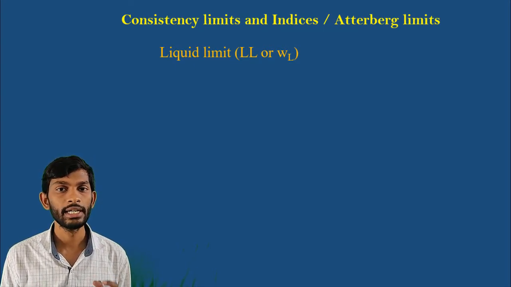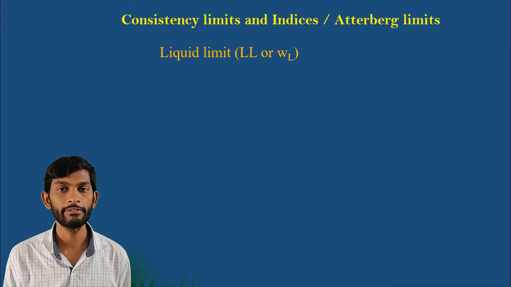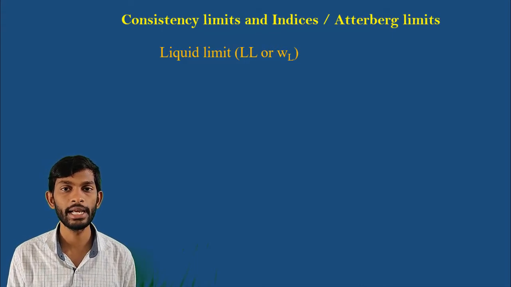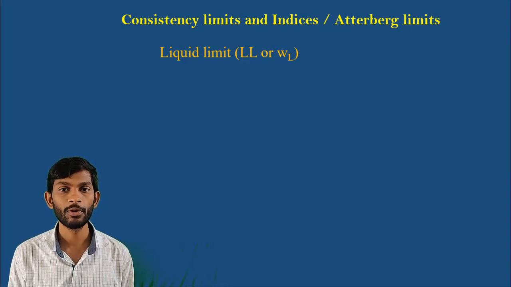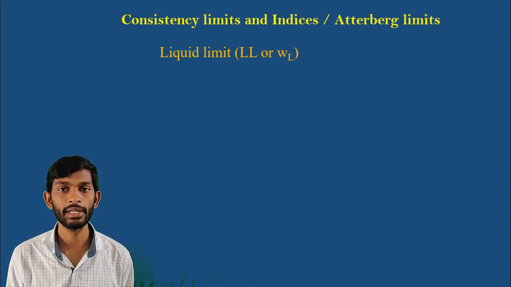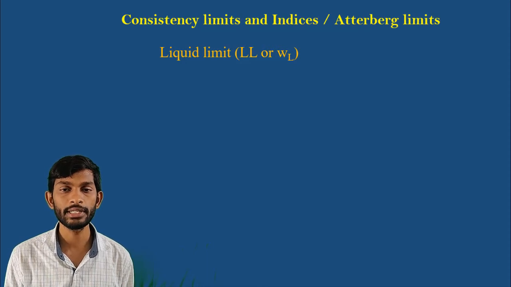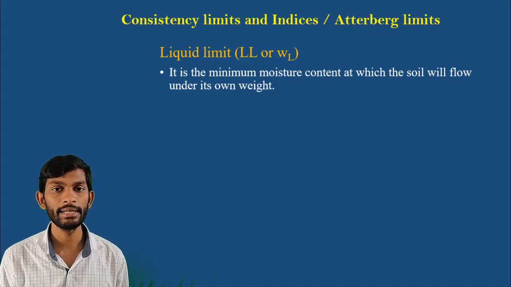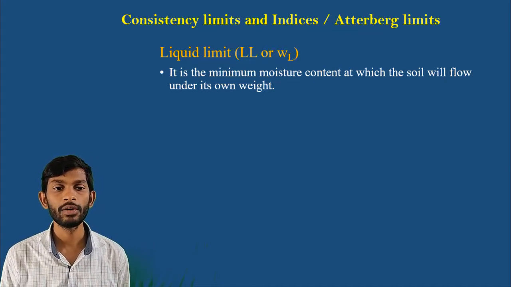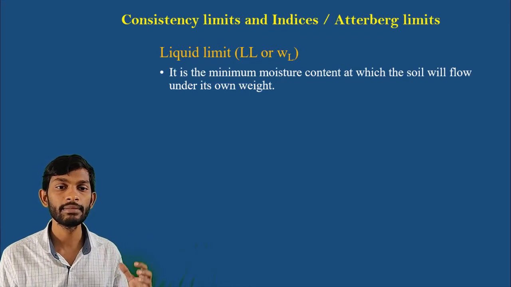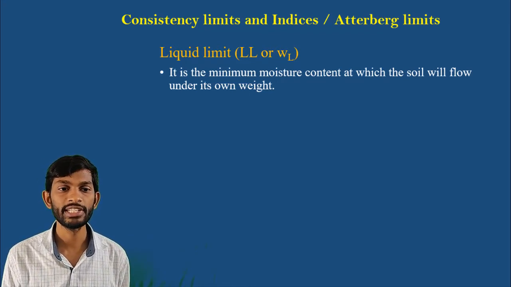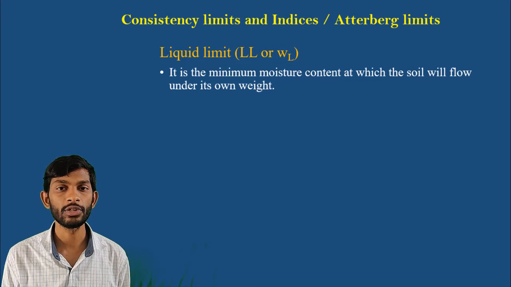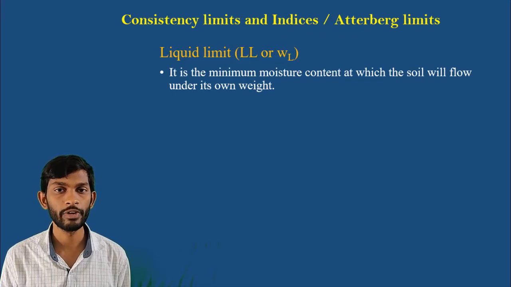The first one is liquid limit. So liquid limit can be simply written as LL, capital L, capital L, or it can also be written as small w suffix L or WL, where W represents the water content which is available in a soil sample, right? So in this state, as the name itself says, in liquid limit, it is the minimum water content at which the soil will flow under its own weight.